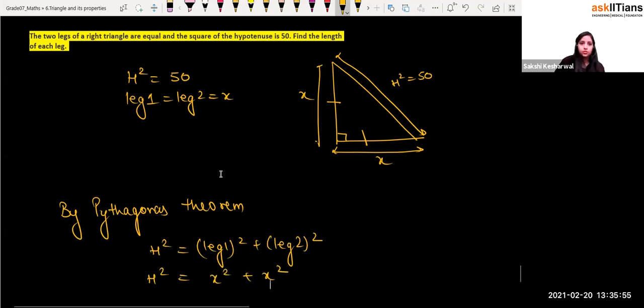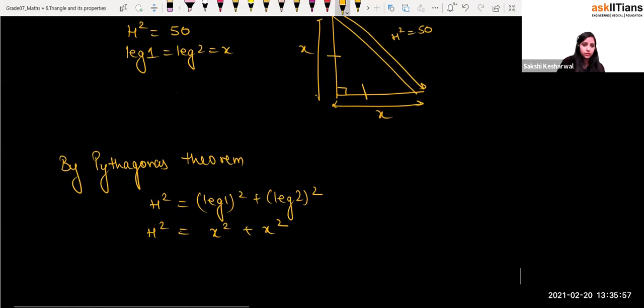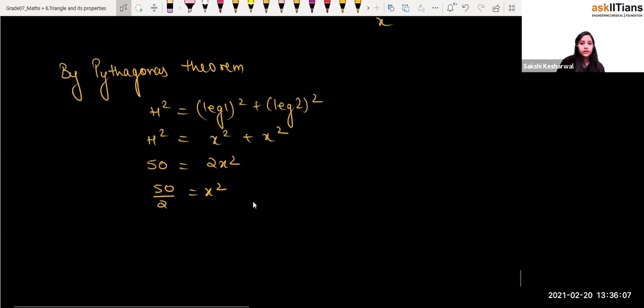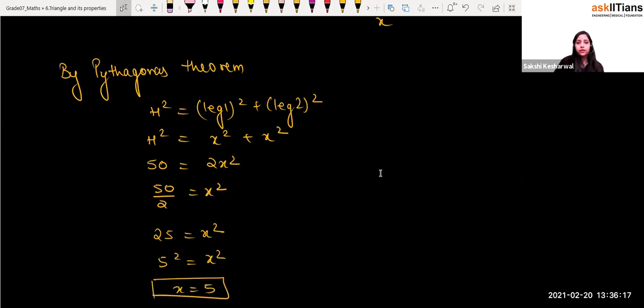So this is equal to 50, and this is equal to 2x square. So 50 upon 2 is equal to x square, right? So 25 is equal to x square, and 5 square is equal to x square. So x is equal to 5, right?